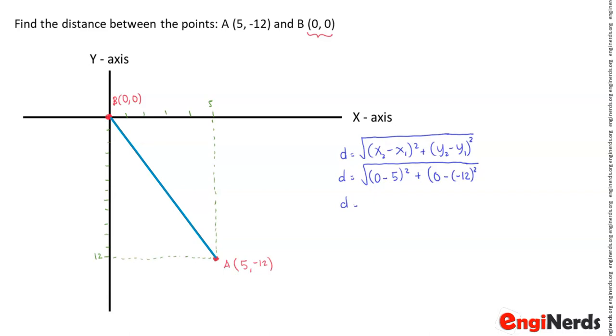So, we'll have here D is equal to the square root of negative 5 squared plus, okay, positive 12 squared, right? So, that means we'll have here the square root of positive 25 plus positive 144. So, 25 plus 144 will have here as the square root of 169. Okay, in which 169 is equal to 13 units. And this is our final answer for this problem.